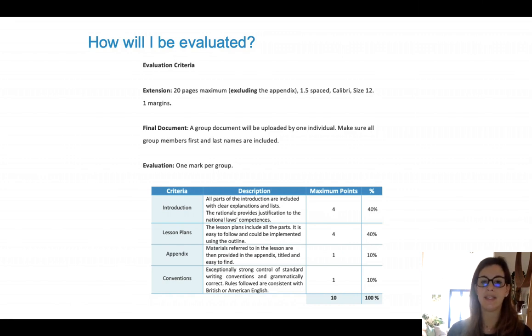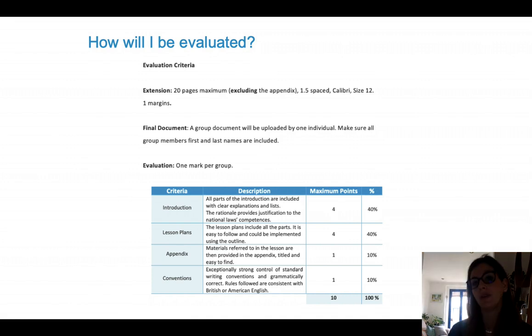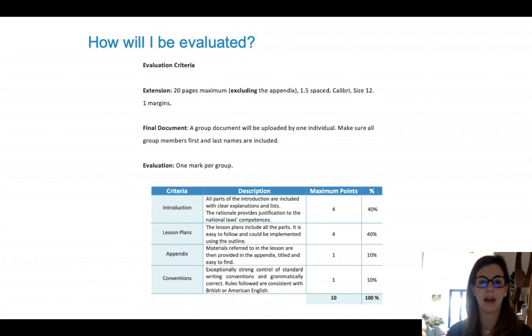And this is the breakdown. The introduction is 4 points. So this is just all the parts of the introduction are included with clear explanations and lists, and the rationale provides justification for the national curriculum competences. Then you've got your lesson plans. They're easy to follow and could be implemented. What I mean by that is that if I took your lesson plan, could I walk into the classroom and do what you have set out? The appendix, you should include an appendix with the materials that are in the lesson.